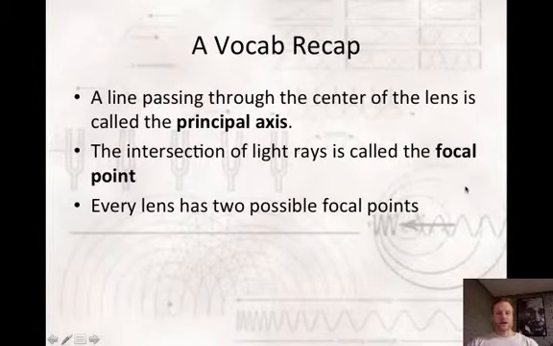Just a quick vocabulary recap from our previous unit. A line passing through the center of a lens is still called the principal axis. Okay, so a lot of the vocabulary that you were using in the previous unit will still be used again in this unit. The intersection of light rays is called the focal point. Okay, so where the light rays intersect is called the focal point, and typically every lens has two possible focal points. Either on the left or right side are possible focal points.